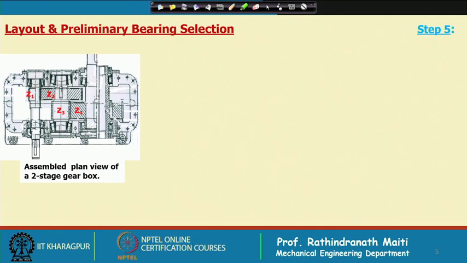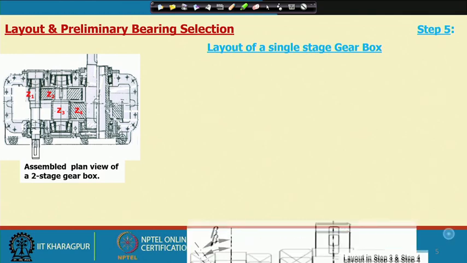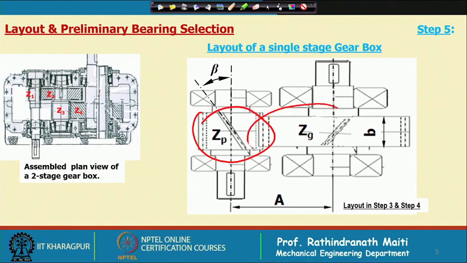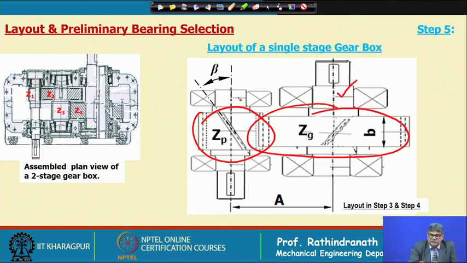Now, we should make a layout and then the preliminary bearing selection is to be done. Layout of a single stage gearbox. Here it might be only a single stage gearbox, in that case only a pinion and a gear. So this is the pinion and this is the gear. And this is the shaft, the output shaft, this is the input shaft. So, this is input and this is output.